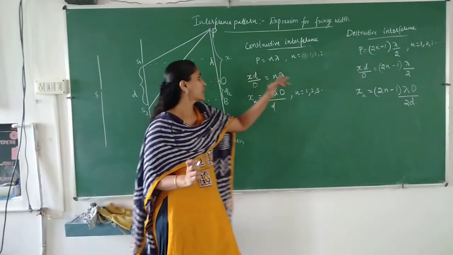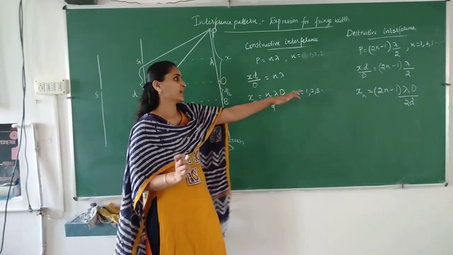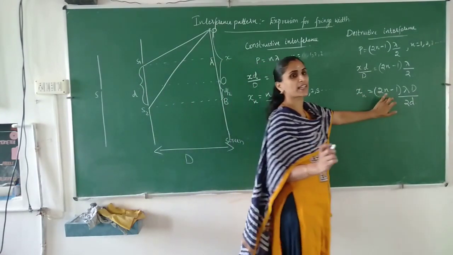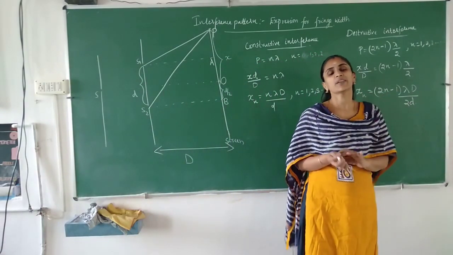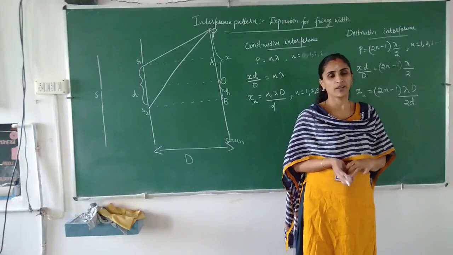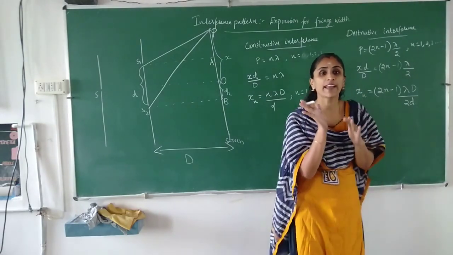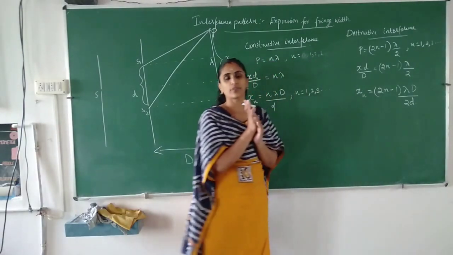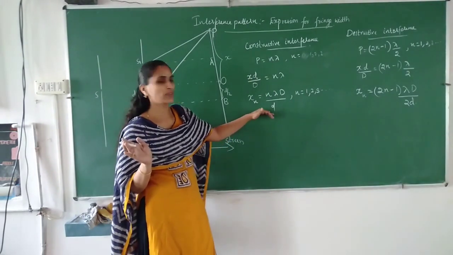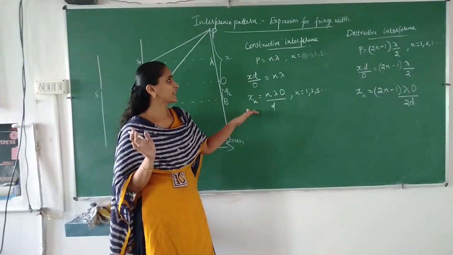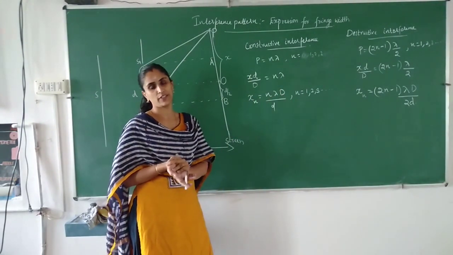Whichever points are at a distance satisfying this condition will have minimum intensity. Okay, or we can say it will be dark, perfectly dark, and the other will be bright. So this is the condition for constructive and destructive interference.